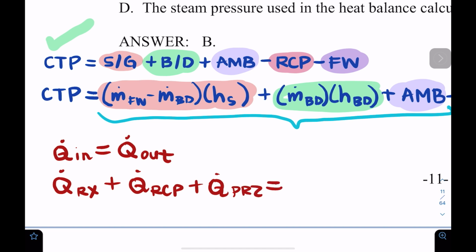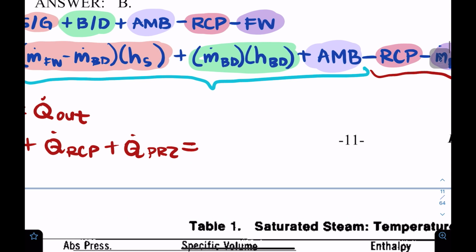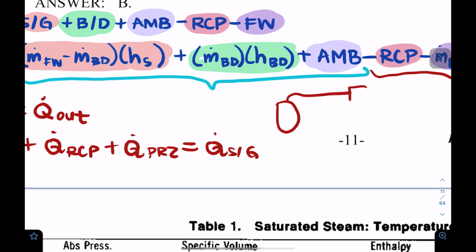And that's going to be equal to what's going out, which is the heat rate from my steam generator, right? Because that's going out to my turbine. It's not what's coming in to my reactor. So this was going out to my turbine. So that's what I'm using to determine that.